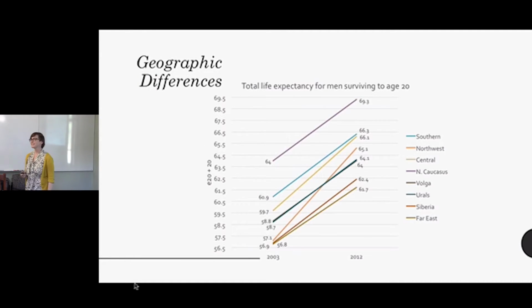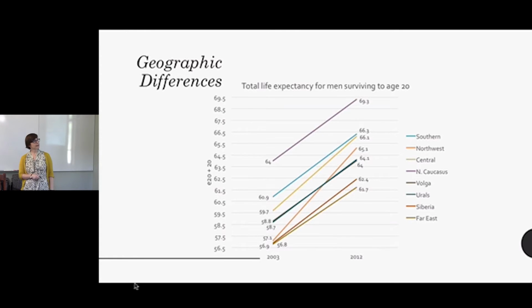And I apologize. I have a lot of great colors on this, and I know that this projector is not very good for them. But this is just to illustrate the mortality situation across Russia and the regional variation we see. So like I said, at the top we have the North Caucasus outperforming everyone. The Southern is in second place.